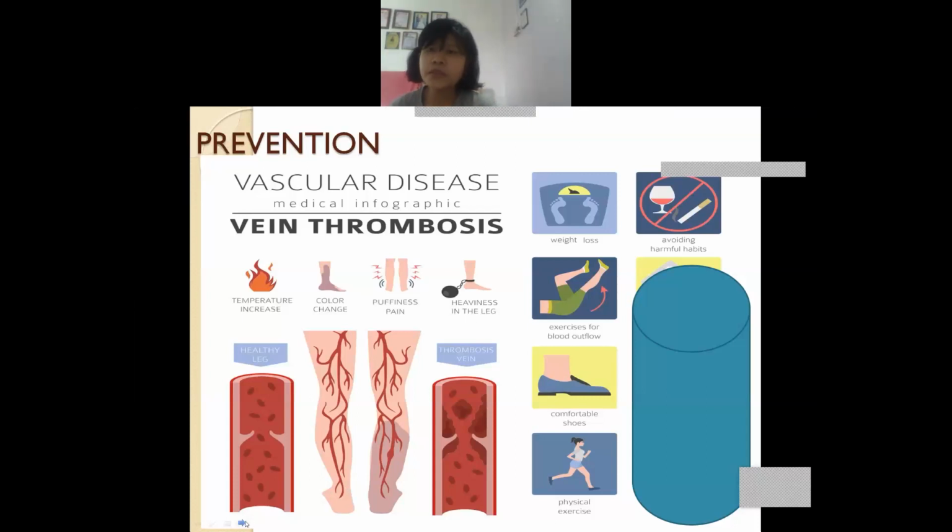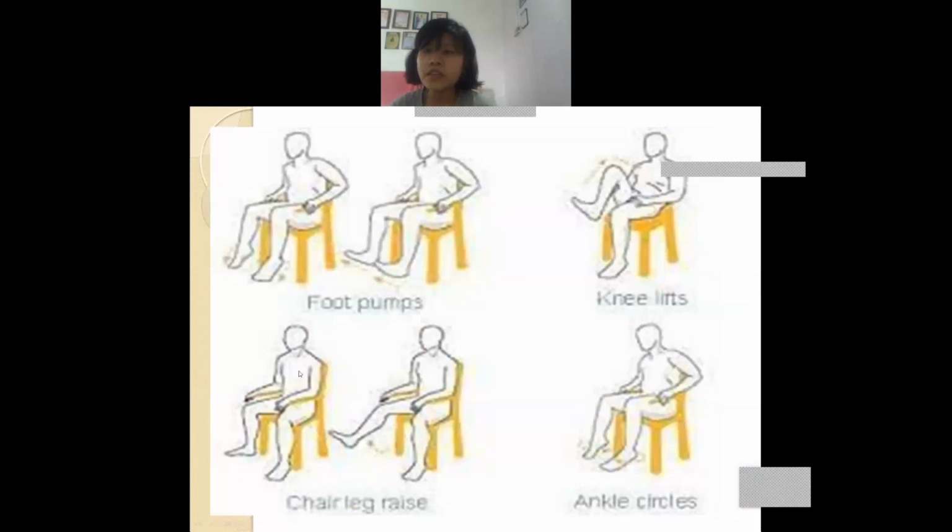I hope it's clear. Okay, and the person can perform this kind of exercise also. First is foot pump. Suppose this is the foot. The person can pump like this. Understand? Okay, next is knee lifts. What will happen? The person can lift the knee of the right side. Understand? And again left, right, left, like this.